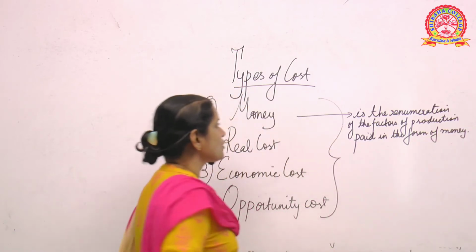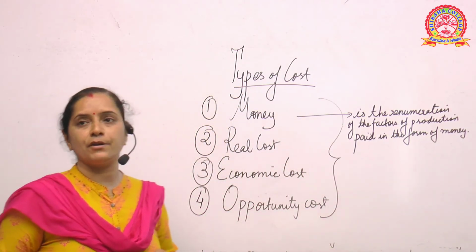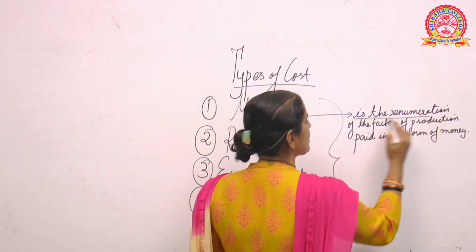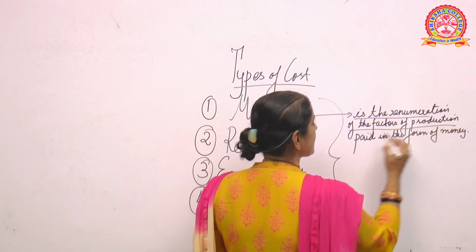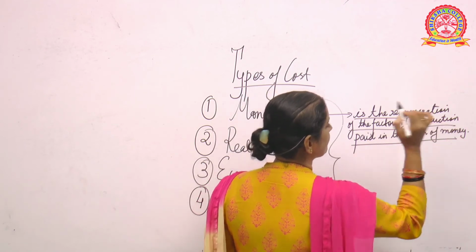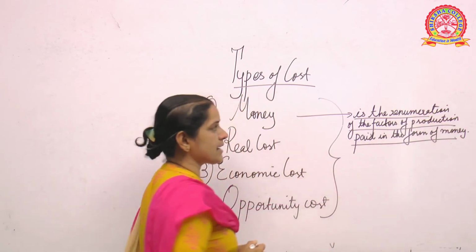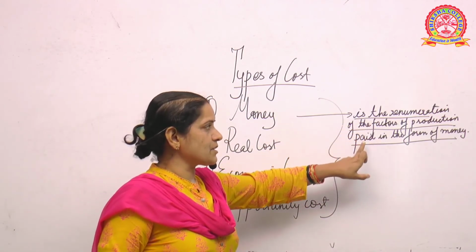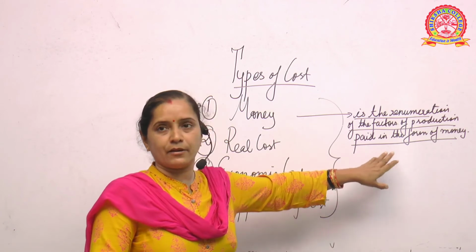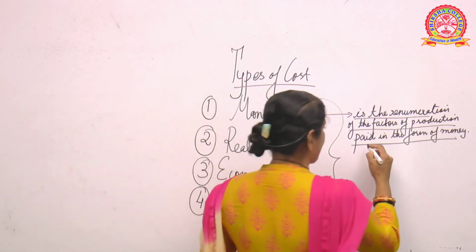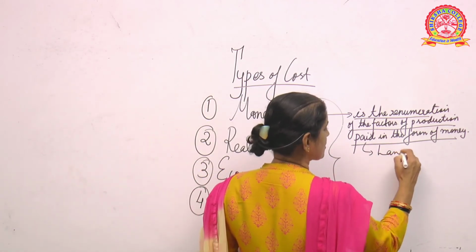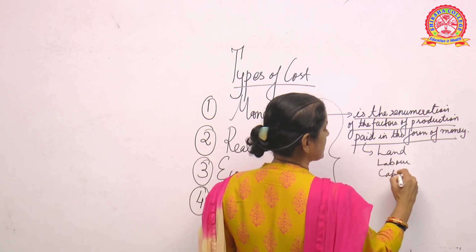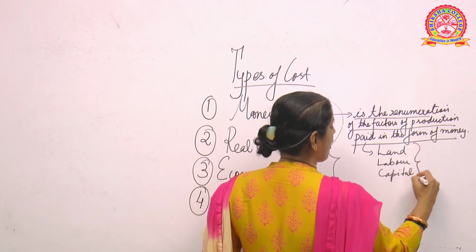Are you getting my point? So what is money? Money is the remuneration. Please see the definition: money is the remuneration of the factors of production paid in the form of money. What are the factors of production? Land is a factor of production. Land, labor, capital. These are the factors of production which we have already discussed.